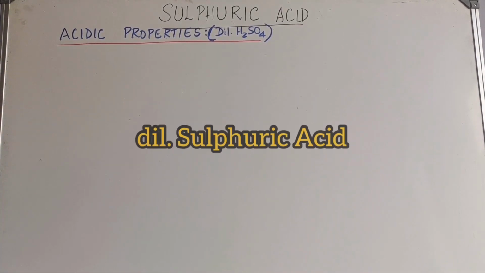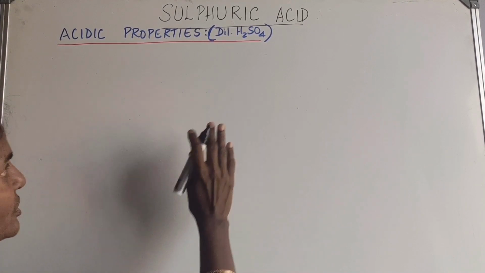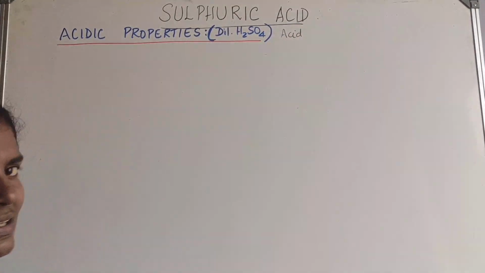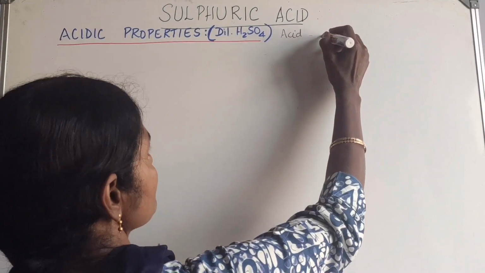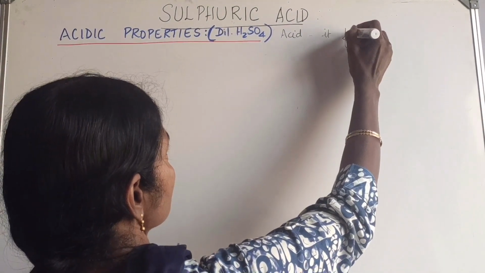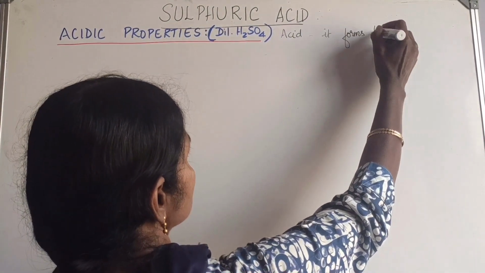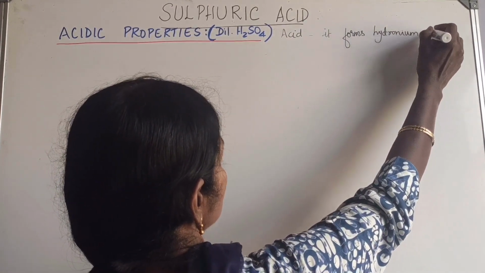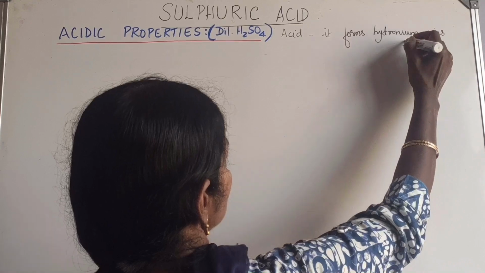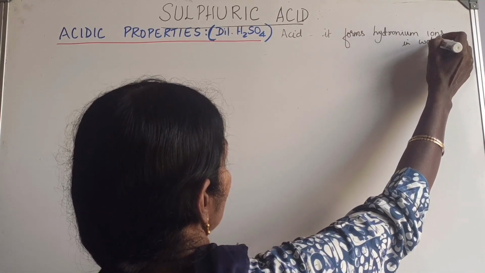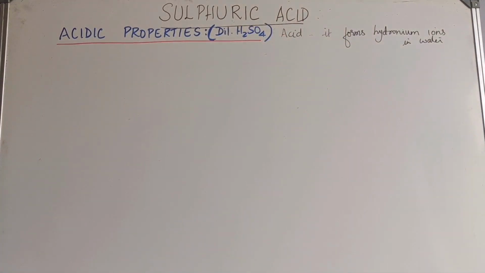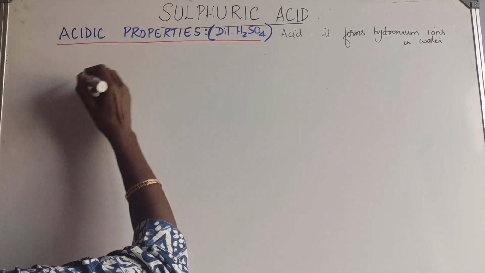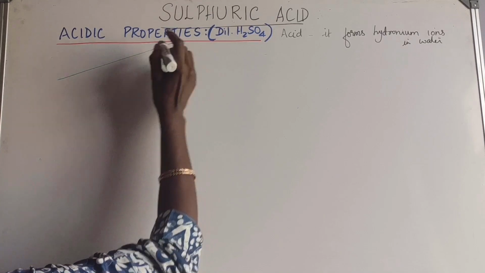Dilute sulfuric acid exhibits acidic properties. It behaves as an acid. Why does it behave as an acid? Because it forms hydronium ions in water. Now the reactions that it exhibits. The first of the reactions is with metals.